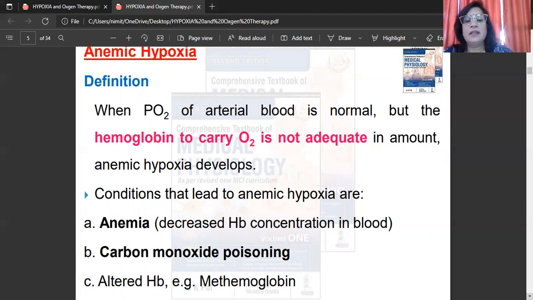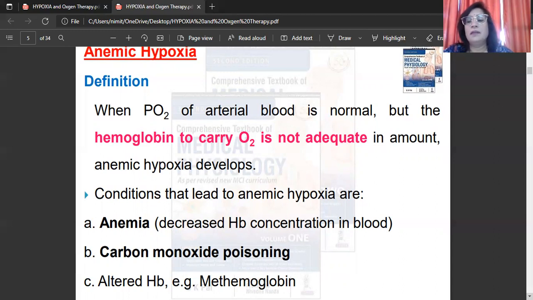Now, what are the conditions? Anybody can tell me? What are the conditions that lead to anemic hypoxia? One is anemia itself, where there is decreased hemoglobin concentration in the blood. Whenever there is decreased hemoglobin concentration, sufficient oxygen will not be carried.